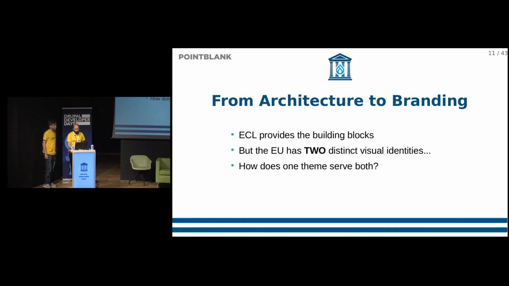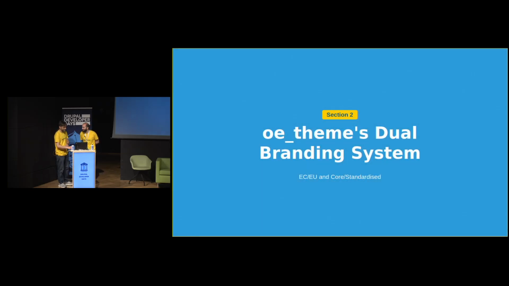Okay, so this was, in short terms, the architecture. Let's see how it handles the branding. ECL has these two building blocks, let's say, and EU also has two distinct visual identities, and OE Theme serves both brands and identities in a single code base. So George will explain to us how this works.